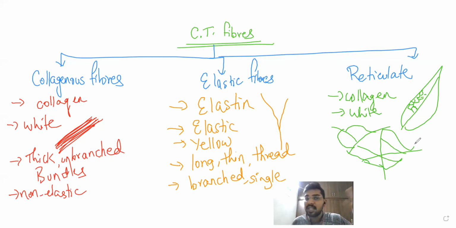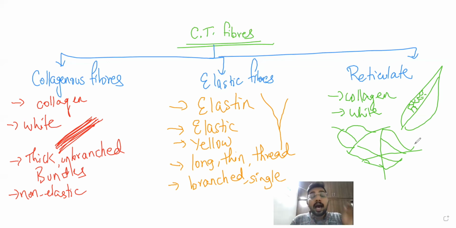If they're made up of collagen, it is called collagenous fiber. If they're made up of elastin, it is called elastic fibers. If it is made up of collagen, branched in the form of a network and thin, it is called reticulate fibers. So all three fibers might be present in your connective tissue, or in some region, one type of tissue might be present.